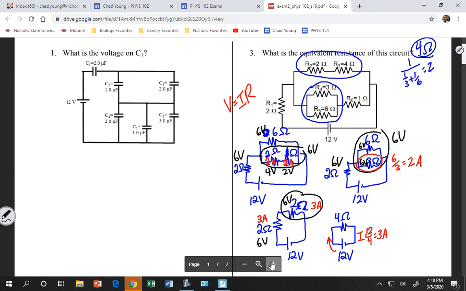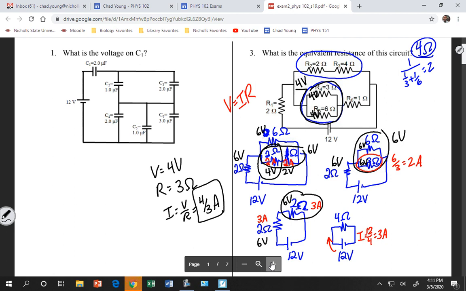But R4 is within this parallel branch, and the equivalent of that one was this one right here. So the voltage across that parallel branch is 4 volts. That means each of those has 4 volts, 4 volts here, and 4 volts here. That means R4 has a voltage of 4 volts and a resistance of 3 ohms. I is equal to V over R. That's 4 over 3, or 4/3 amps. And so that would be the answer.